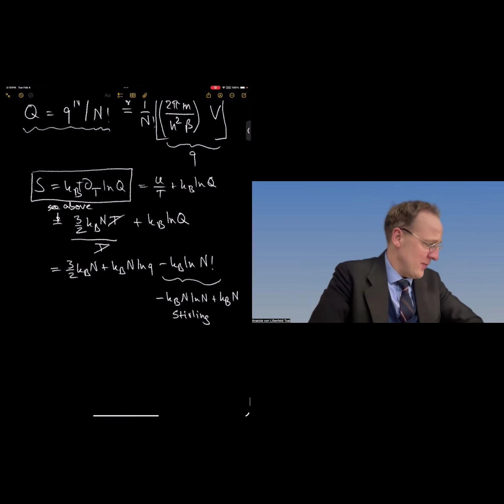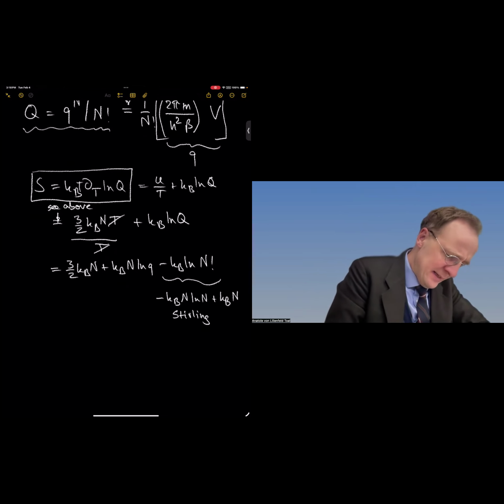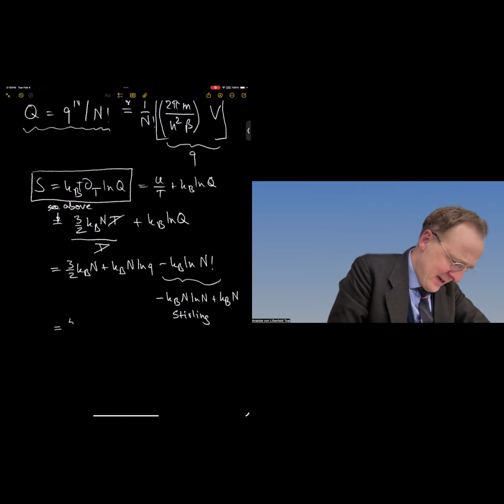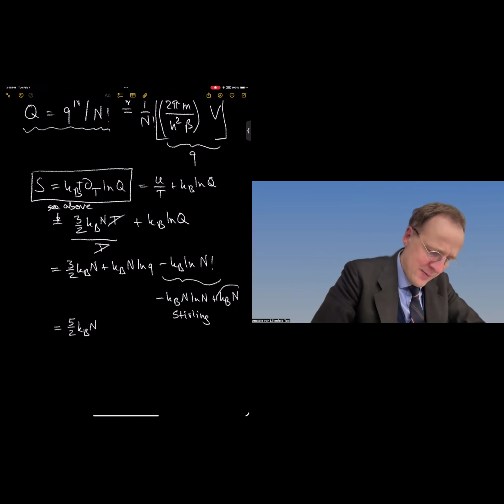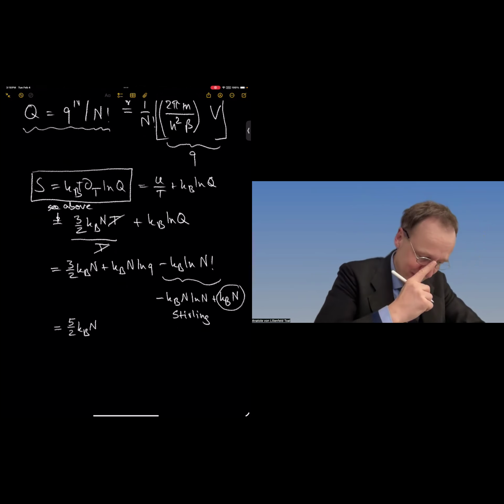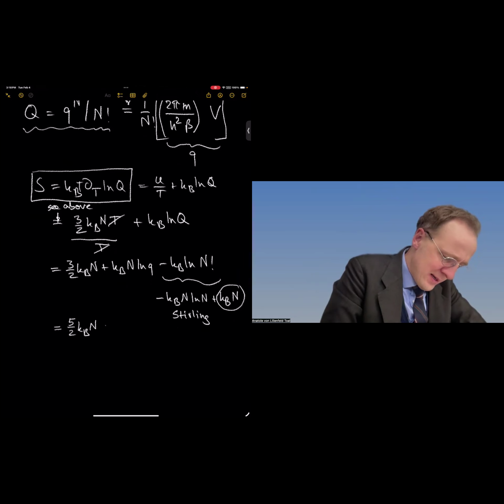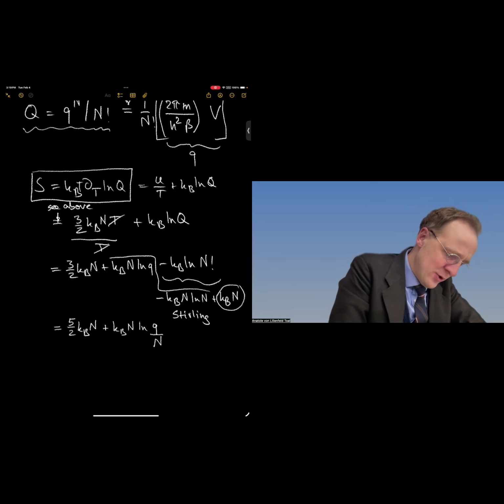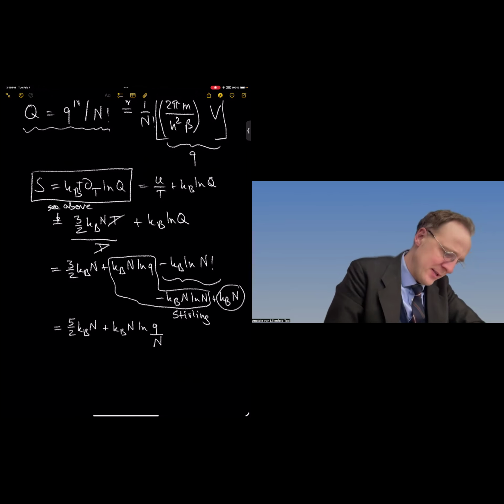Okay, so we continue now, and we have now 5/2 kBn. I'm taking the kBn from here and slap it on top of my 3/2 plus my kBn logarithm Q divided by n, which comes from uniting these two terms.